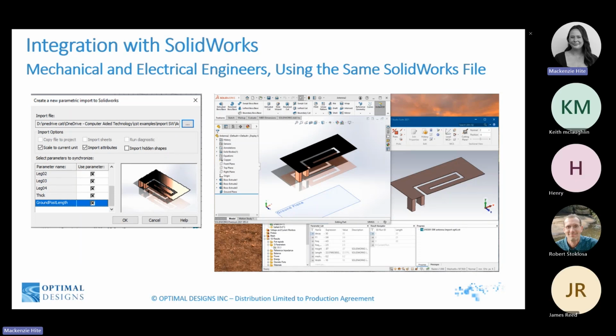In this parameter import feature, CST can open a native SOLIDWORKS file with parameters, read these parameters, and make changes directly to the SOLIDWORKS file. This removes the need for importing and exporting with CAD engineers. Now CAD engineers and electrical engineers can collaborate from the same native file.